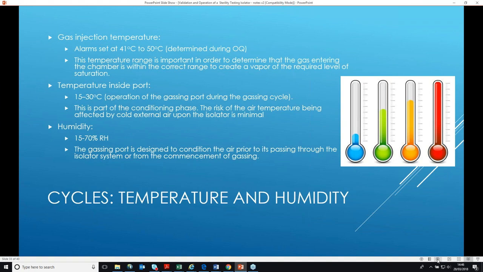Humidity, in this case study, was 50 to 70% relative humidity. And this is important because the gassing port is designed to condition the air prior to it passing through the isolator system or from the commencement of gassing. So again, if this is wrong, then you're not going to get that micro condensation kill effect.